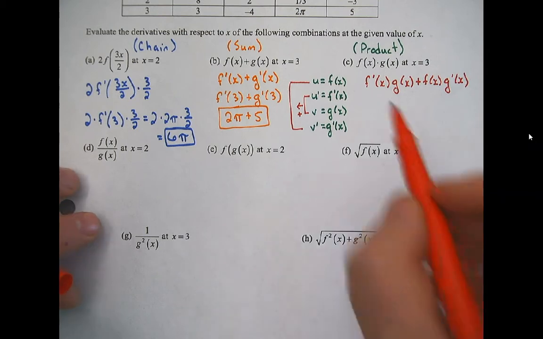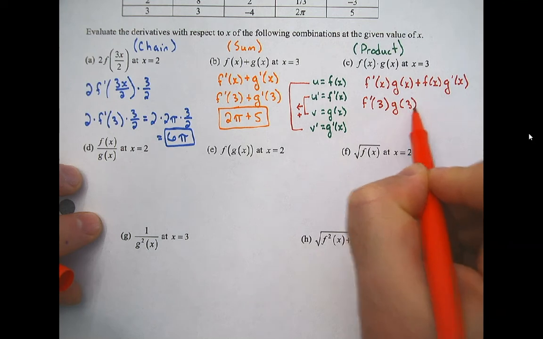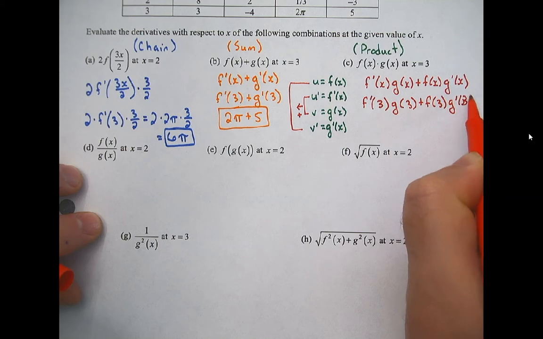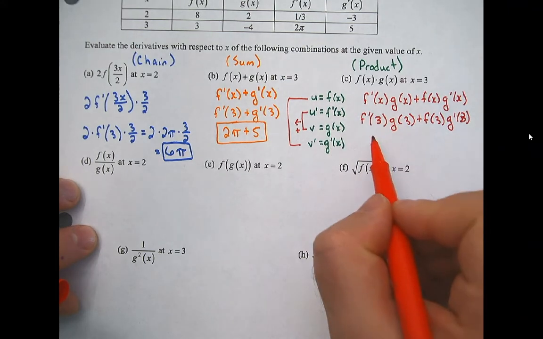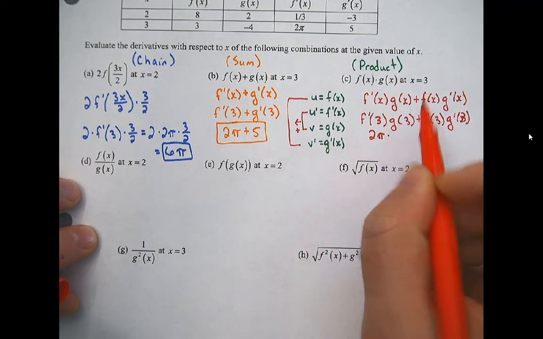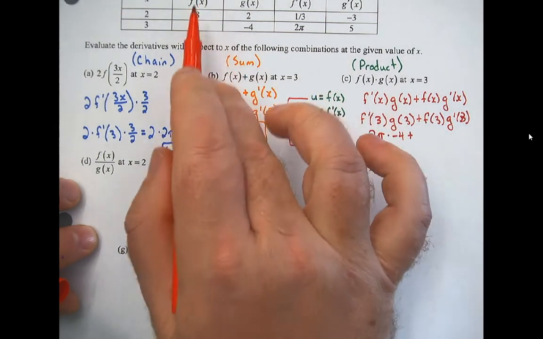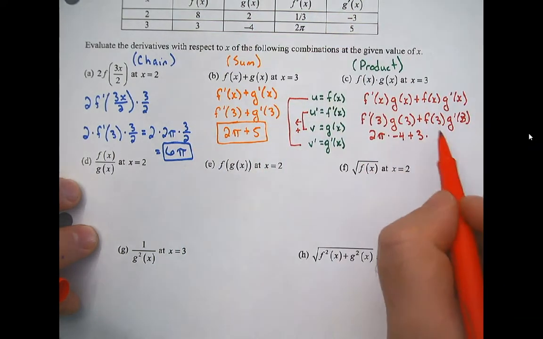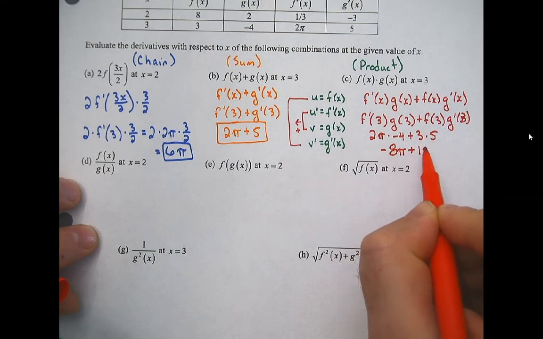And now I can start to plug and chug. I want to figure out what's f prime of 3, then g of 3 plus f of 3 times g prime of 3. All right, f prime of 3, I look at my table. F prime of 3 is 2 pi times g of 3, which is negative 4, plus f of 3, which is 3, times g prime of 3, which is 5. So 2 pi times negative 4 is negative 8 pi, plus 3 times 5 is 15.